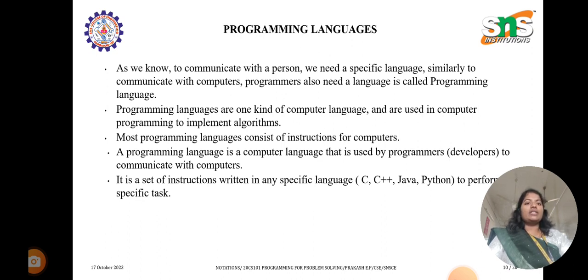Most programming languages consist of instructions for the computer. A programming language is a computer language that is used by programmers to communicate with computers. It is a set of instructions written in a specific language, such as C, C++, Java, or Python, to perform a specific task.